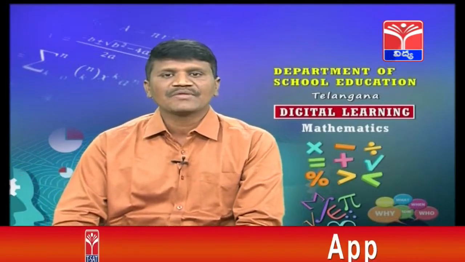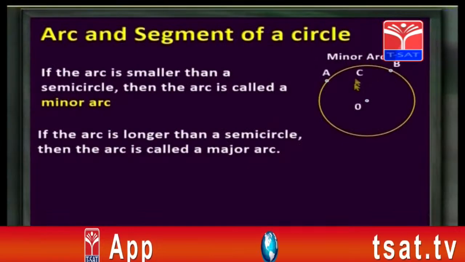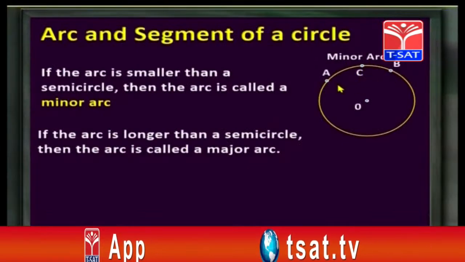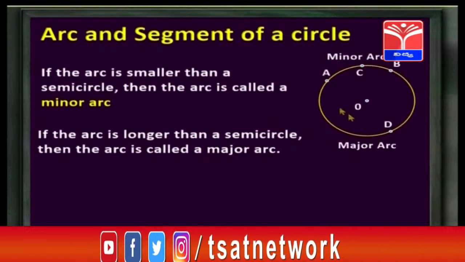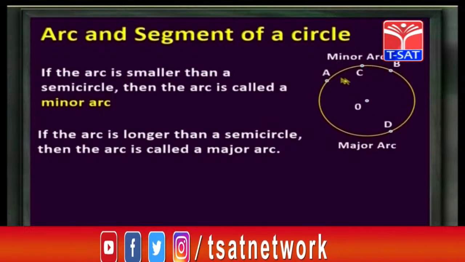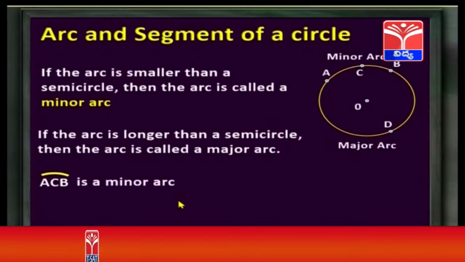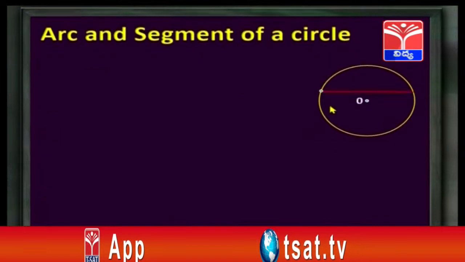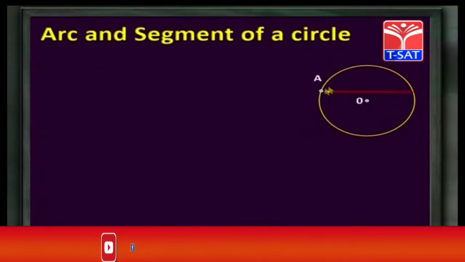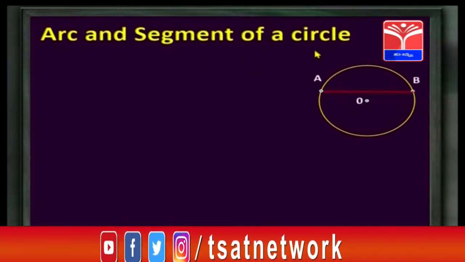So, in this figure, AB is a minor arc and if I mark a point C here, ACB will be a minor arc and if a point D is here, ADB is a major arc. So, in this circle, ACB is a minor arc and ADB is a major arc. Now, O is the center of the circle and AB is a chord. Now, let us see what is the segment of the circle.